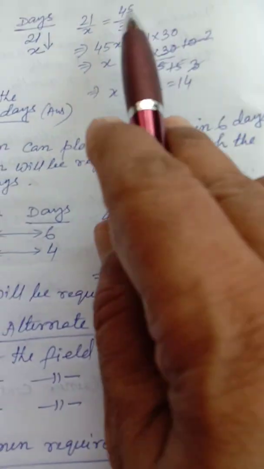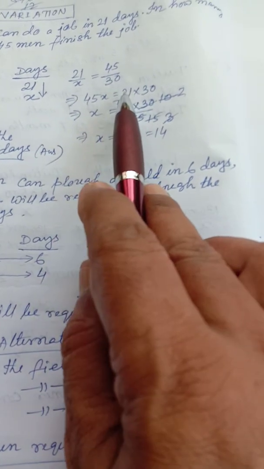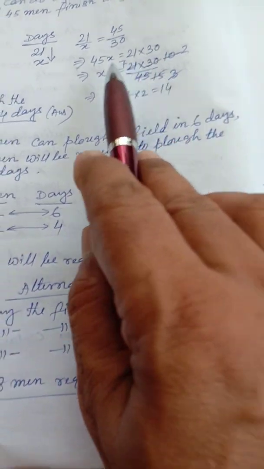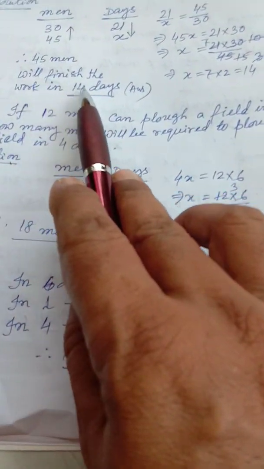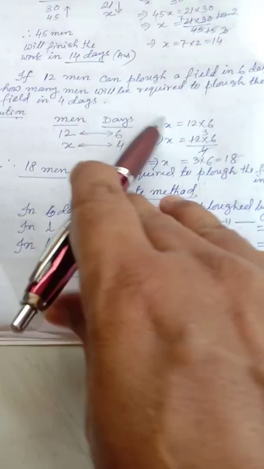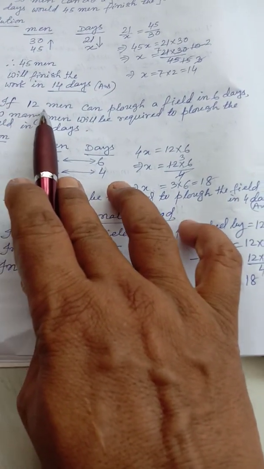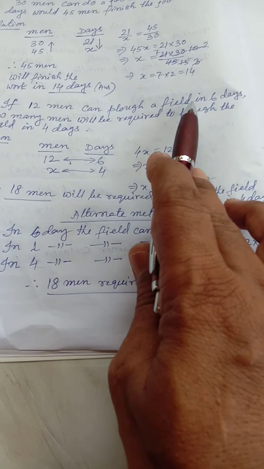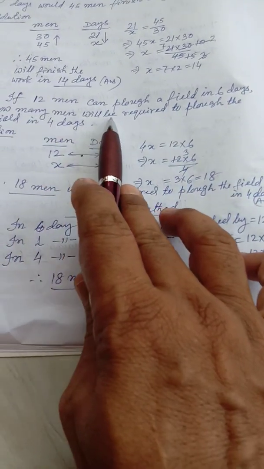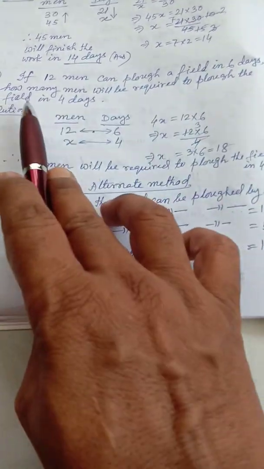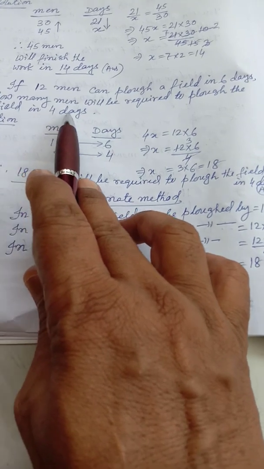Now go for cross multiplication. The remaining procedure is the same. 45x is equal to 21 into 30. And then find out the value. 45 men will finish in 14 days. I will solve another sum. If 12 men can plow a field in 6 days, how many men will be required to plow that field in 4 days?